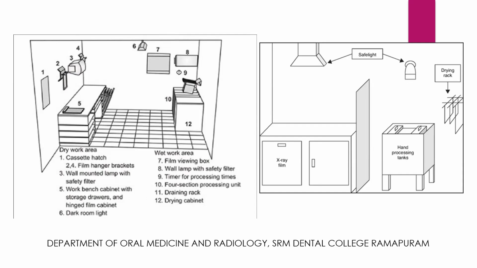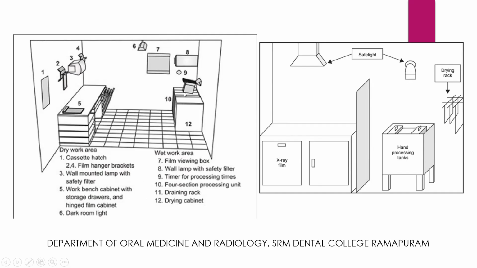So this is a representation of the darkroom. We have the dry work area and the wet work area. In the dry work area, we have the cassette hatch, film hanger brackets, a wall-mounted lamp with safety filter, usually a frosted lamp. Safe light is used, possibly a red light with a 15-watt frosted bulb, a workbench cabinet with storage drawer, and darkroom light.